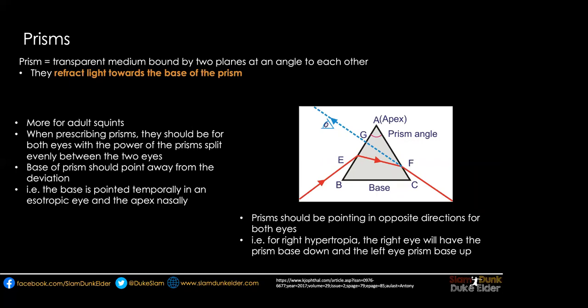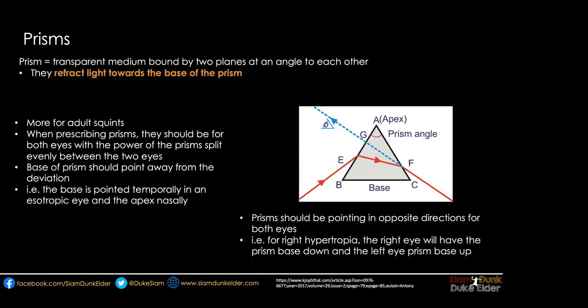Prisms are more used for adults with squints. The reason being is that when you're a child, your eye is still growing, still developing, and the power of the prism will need to be changed quite frequently. So it's not really a viable option for children with developing eyes, because they're quite expensive, and it wouldn't be appropriate to be constantly changing this for growing children.